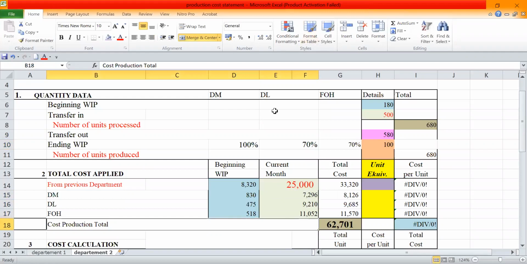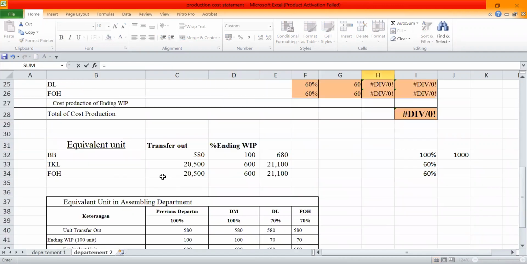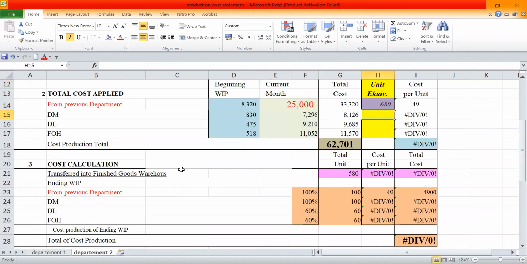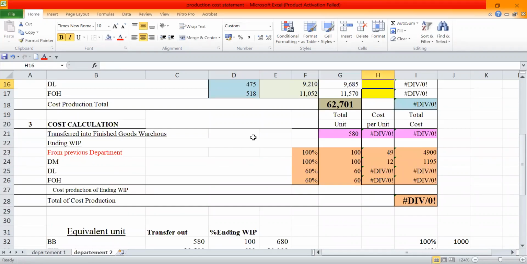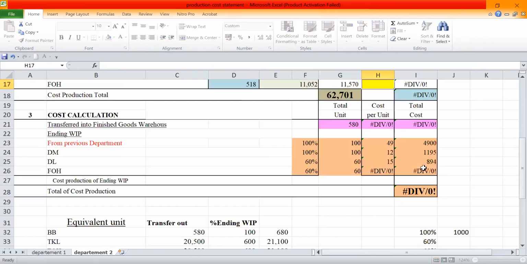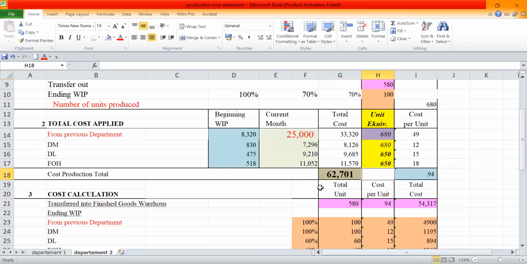Right? And then now for the total cost, the total cost. Okay. And then for the unit equivalent, it is the calculation in here that we already computed. That's for the previous department. And then this is for the direct material. And then this is for the direct labor. And the last one is also the same number for the factory overhead.